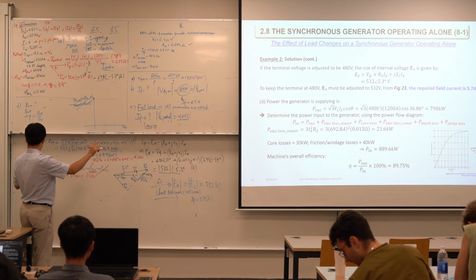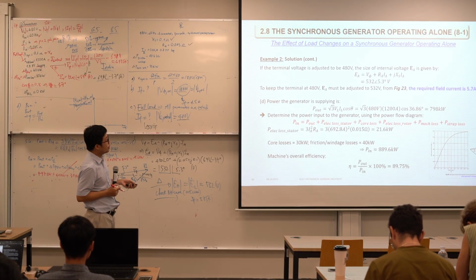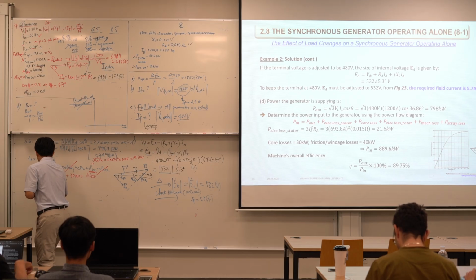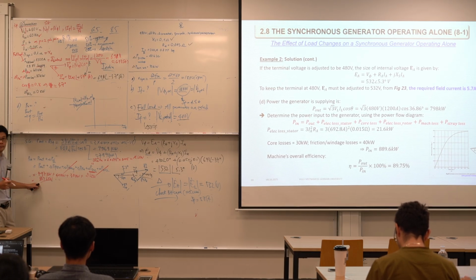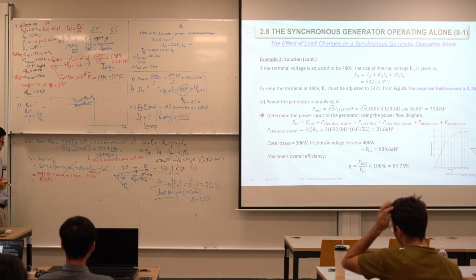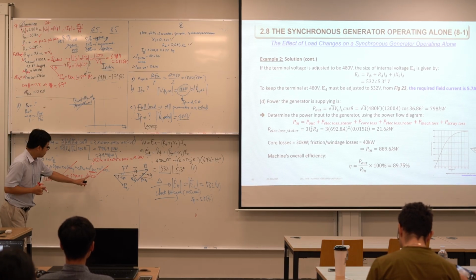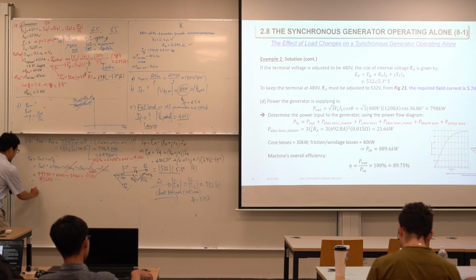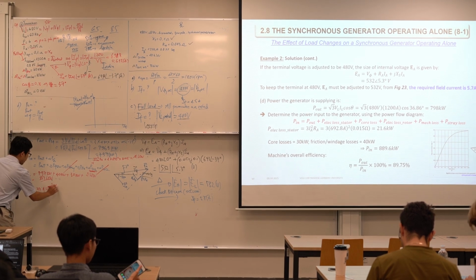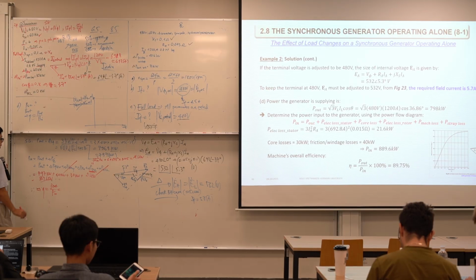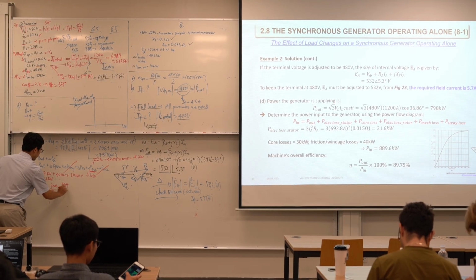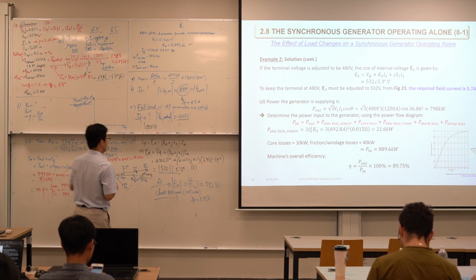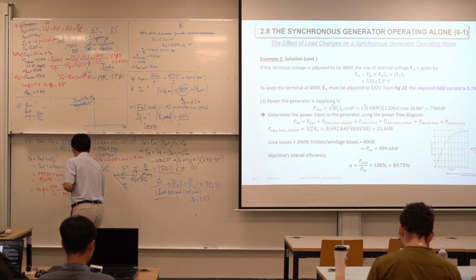So here you get 21.6 kilowatt, and then you can get P in. Sorry, P in how many? 889.6 kilowatt. Please help me double check it. Okay? Yeah, and then you can get the efficiency. Efficiency is P out over P in. And then you get how many? 797 over 889. You get how many percent? 89.7%, right?